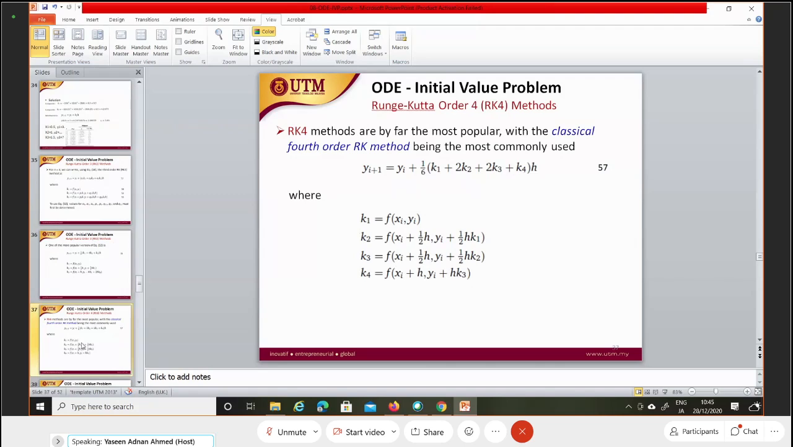This is the most important one, RK4. This one is the most classical method, okay? So the classical 4th order RK method. Here we have K1, K2, K3, K4. This one is very important, and we normally use this method to solve our problem. In MATLAB, you will see ODE45, okay? So ODE45 is a function that utilizes the RK4 method.